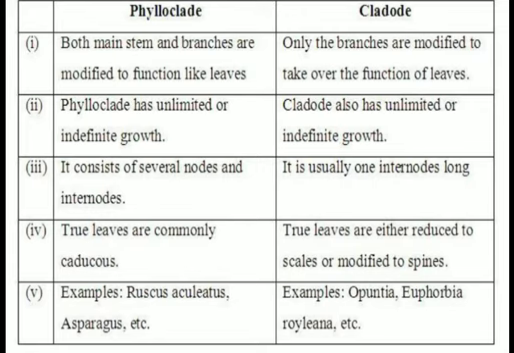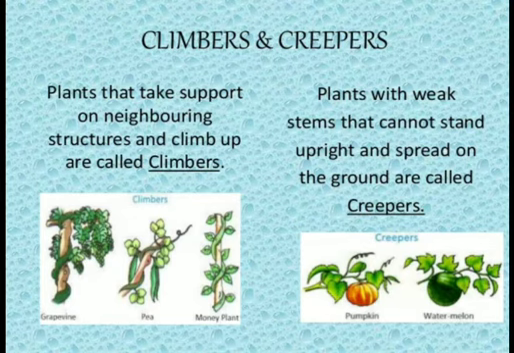In phylloclade, it consists of several nodes and internodes, whereas in cladode, there is just one internode. True leaves are commonly caducous, that is, they are reduced to spiny outgrowths, because if the leaf is there, it bears stomata, and in order to overcome the shortage of water, the leaves are caducous. True leaves are either reduced to scales or modified to spines. Examples are Ruscus aculeatus, asparagus. Here the examples are Opuntia, Euphorbia, Ruscus, etc.